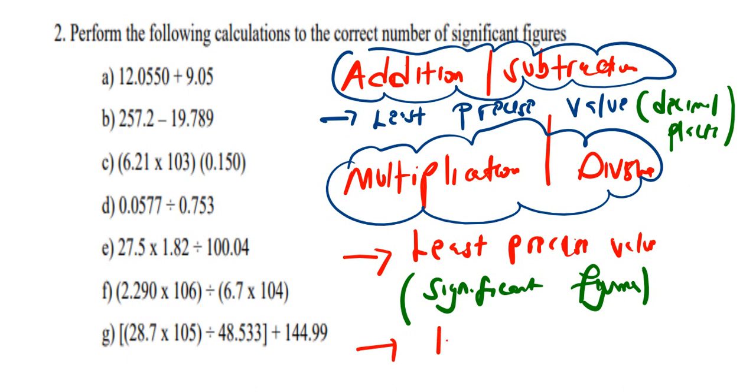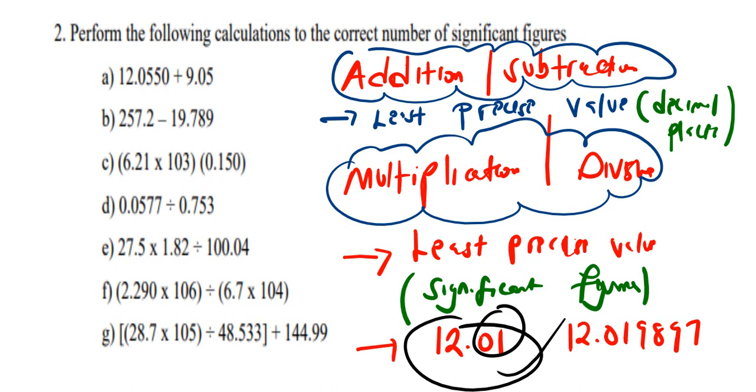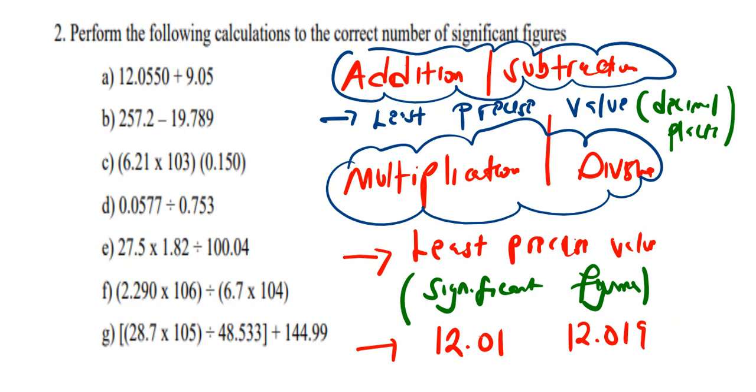We can use the same analogy that we had, 12.01 and let's say 12.01989 or 7, like that. Of these two, which one has more significant figures? This one has a lot of significant figures, so we're not going to consider it. On the other hand, we're going to take this one with the least amount of significant figures. So our answer we're going to round off to 4 significant figures, because it has 4 significant figures. So that's what we are doing.